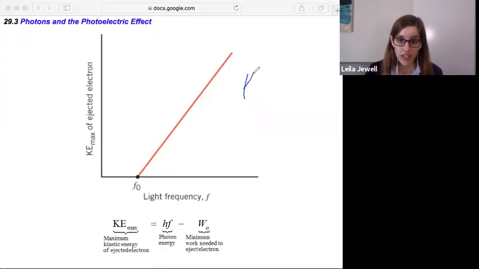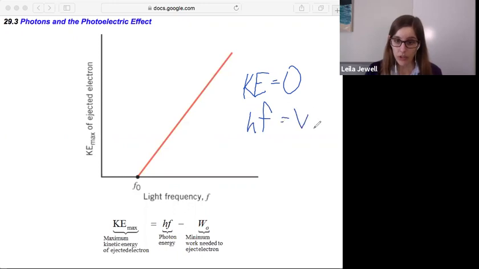So if the kinetic energy is 0, well, in that case, hf has to be equal to the work function. And in this case, where the kinetic energy is 0, we call it the cutoff frequency. So we add a 0 subscript to the frequency. And we find that the cutoff frequency is just the work function divided by Planck's constant.